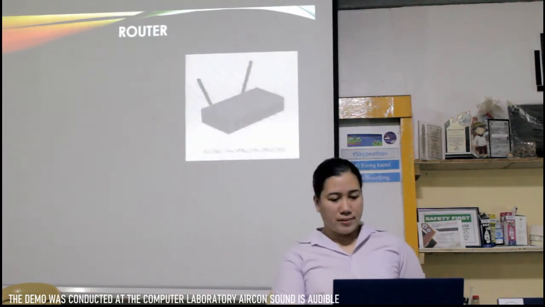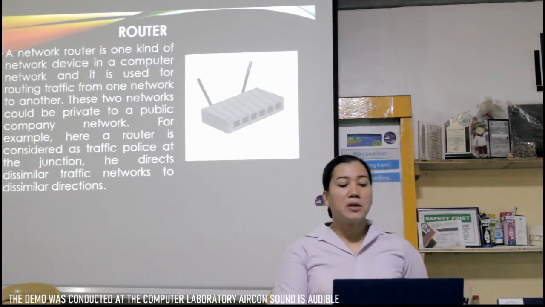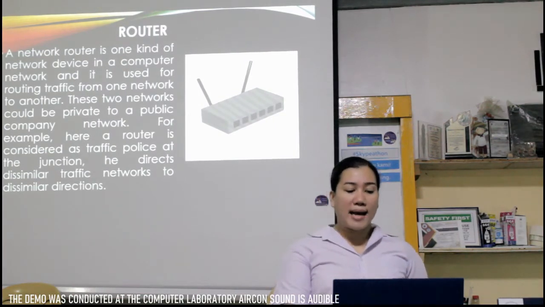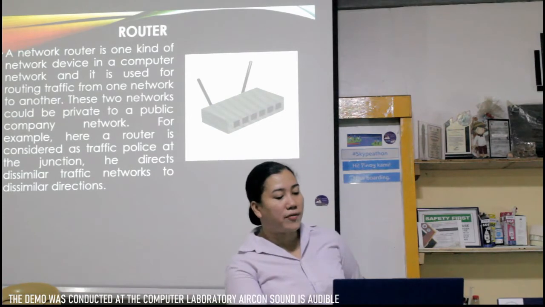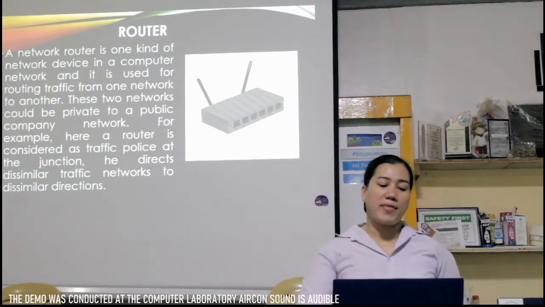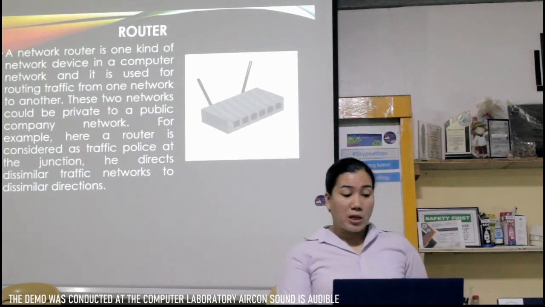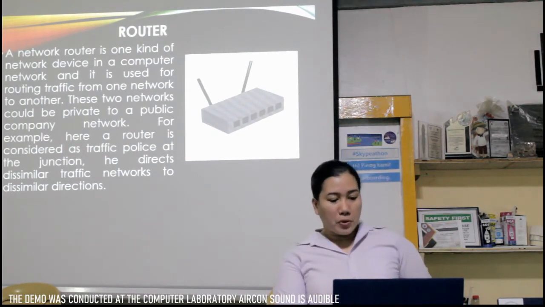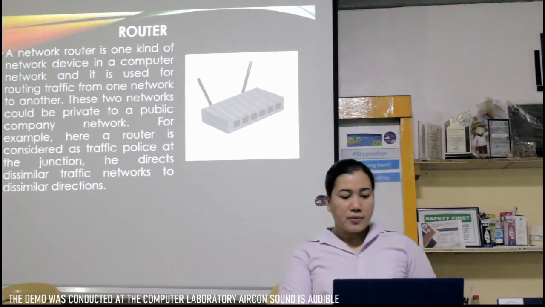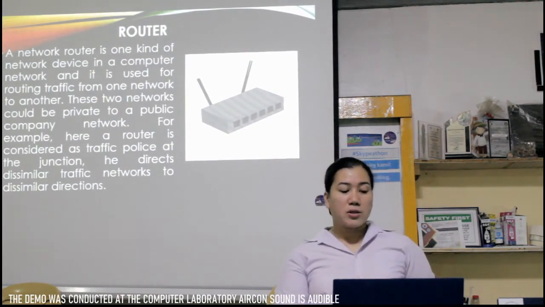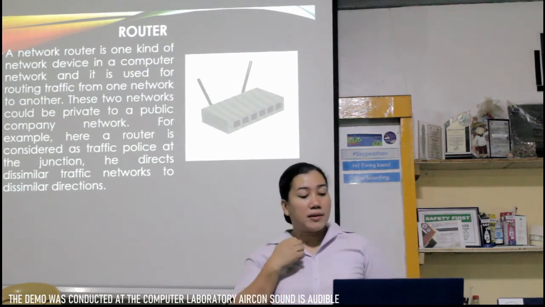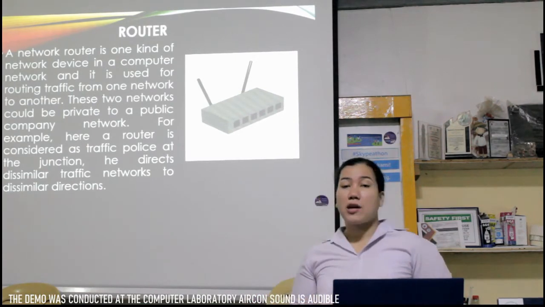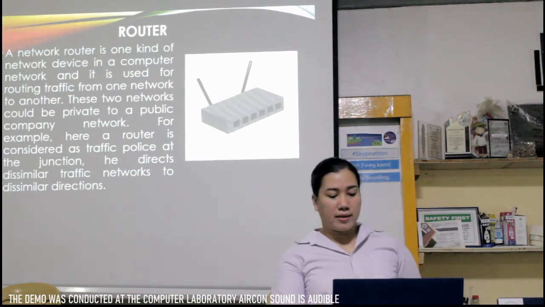Next, we have the router. A network router is one kind of network device in a computer network, and it's used for routing traffic from one network to another. These two networks could be a private network and a public company network. For example, a router is considered a traffic police at the junctions, directing similar traffic requests to similar traffic networks.